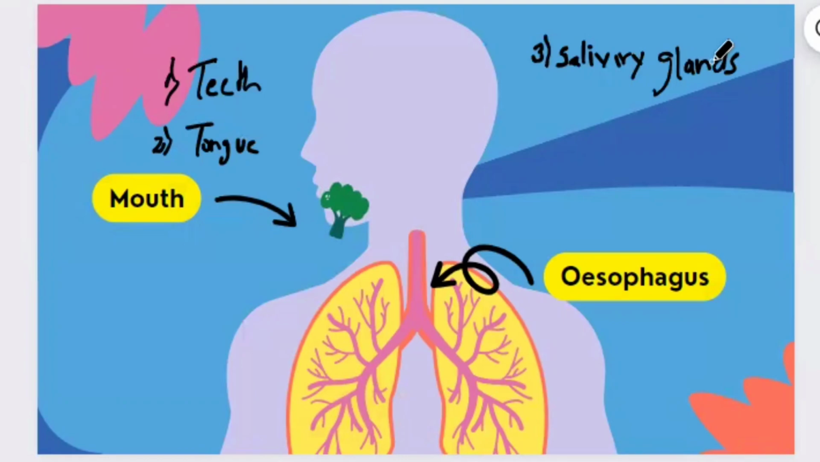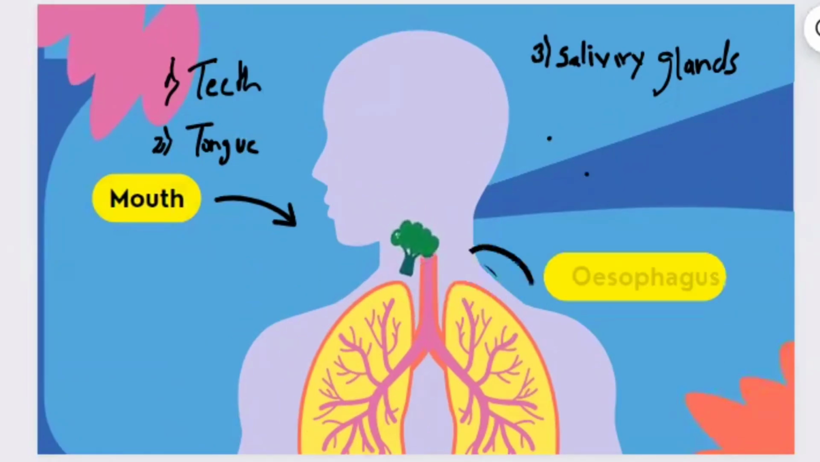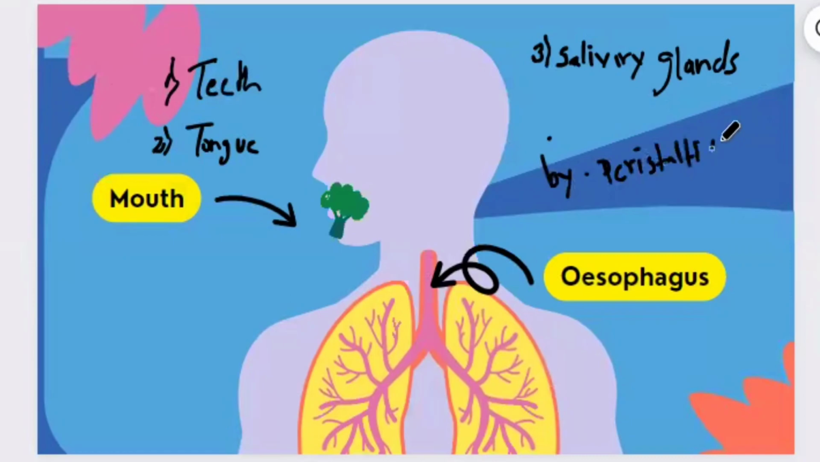Then the food moves into the next part of our body. Next, the food moves through the esophagus. Now, how does the food move through the esophagus? The food moves through the esophagus by one kind of movement. We call it what? Which movement? You know, the peristaltic movement. Now, what do you mean by the peristaltic movement?